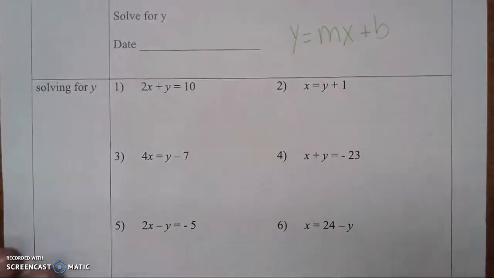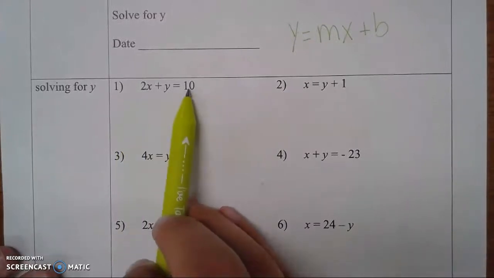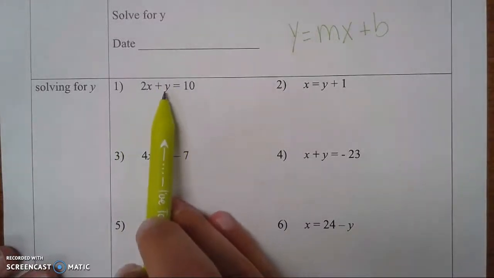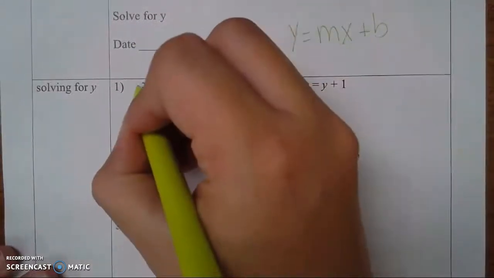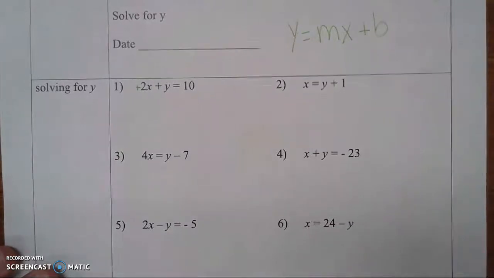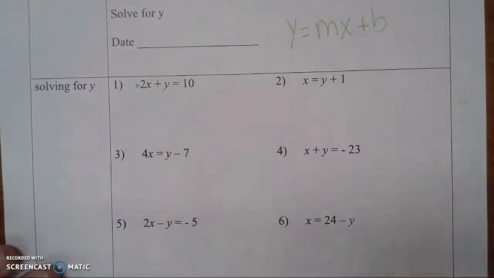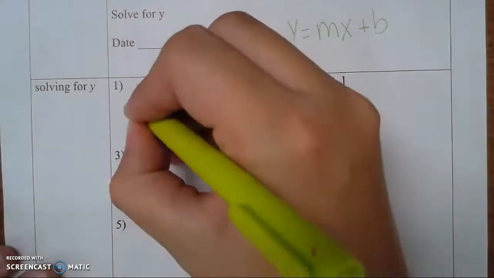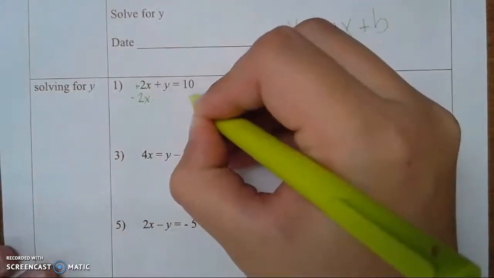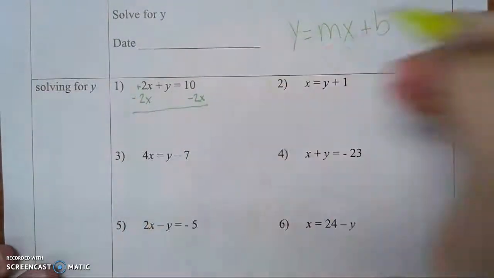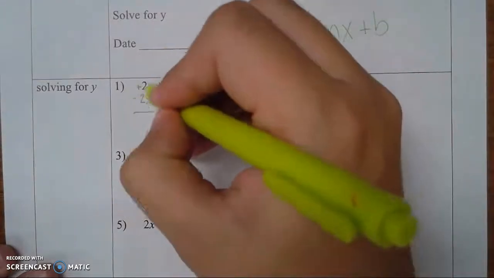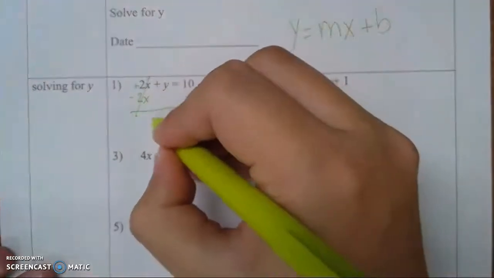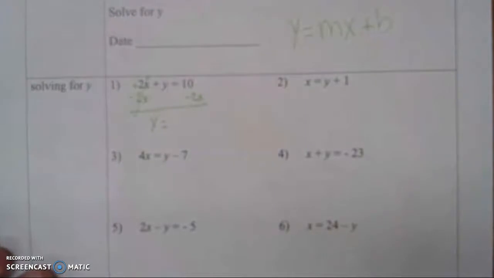So look at number one. We have 2x plus y equals 10. Again, we want to isolate y by itself, which means we need to move this 2x over to the other side. Right now this is a positive 2x, or in other words, adding 2x. So the opposite of adding 2x is to subtract it on both sides. When you subtract 2x on both sides, 2x minus 2x will equal 0, and we are just left with y equals, and then on the right side, we have 10 minus 2x.